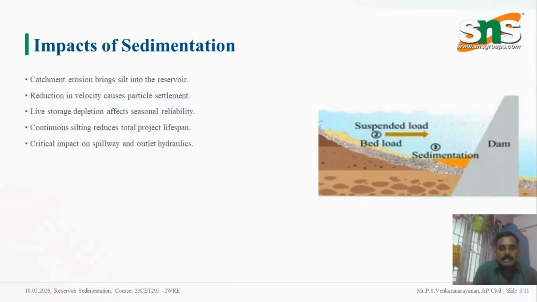One of the biggest challenges faced by reservoirs is sedimentation. Sedimentation enters the reservoir mainly due to soil erosion in the catchment area. When flowing water enters the reservoir, its velocity decreases, causing suspended particles to settle at the bottom. Over time, this reduces the effective storage capacity of the reservoir. Live storage depletion directly affects irrigation reliability and water availability during dry seasons. Continuous silting also reduces the overall lifespan of the project.